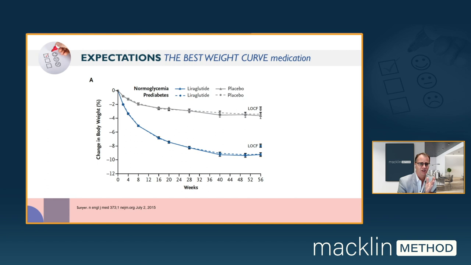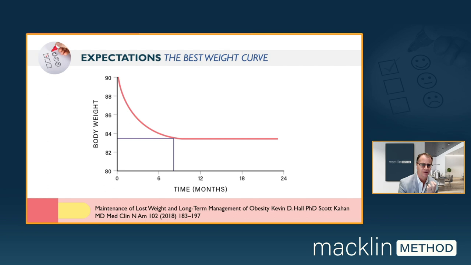Now, as I jump into the Kevin Hall and Scott Kahan paper, they used a theoretical 90 kilogram woman who has lost weight and kept it off for 2 years. They show through mathematical modeling that this woman loses weight and somewhere around 9 months hits that plateau and is not losing weight anymore.